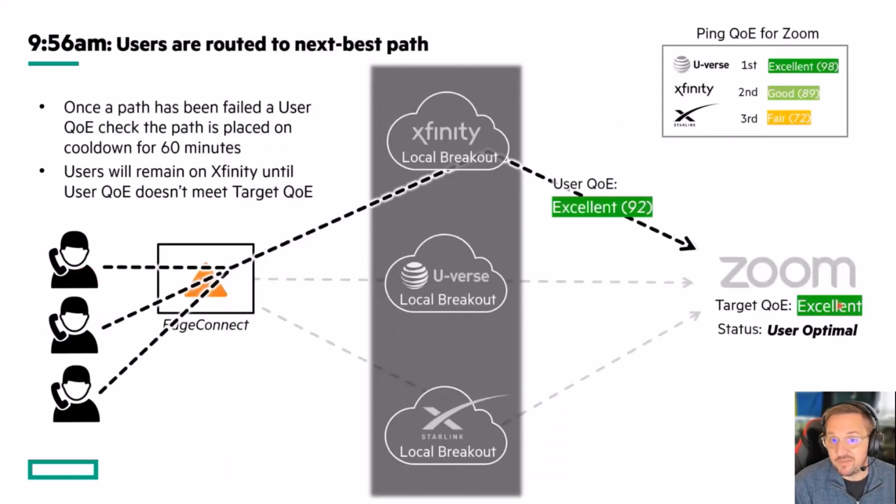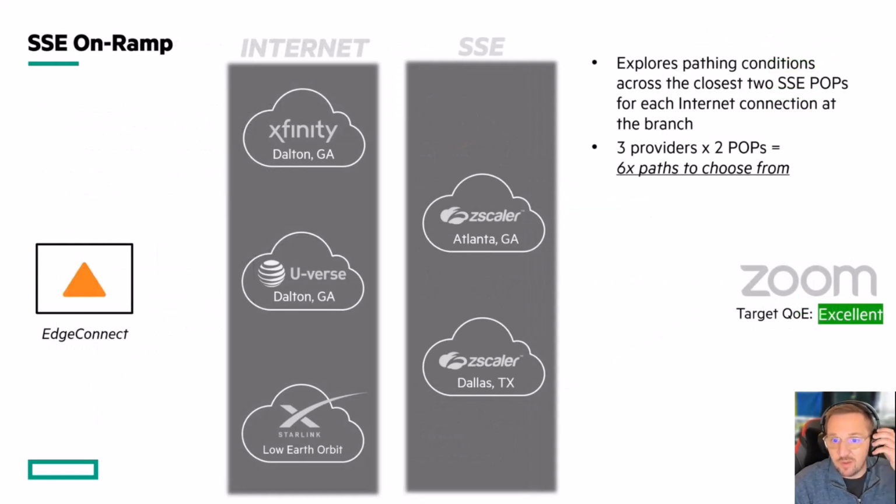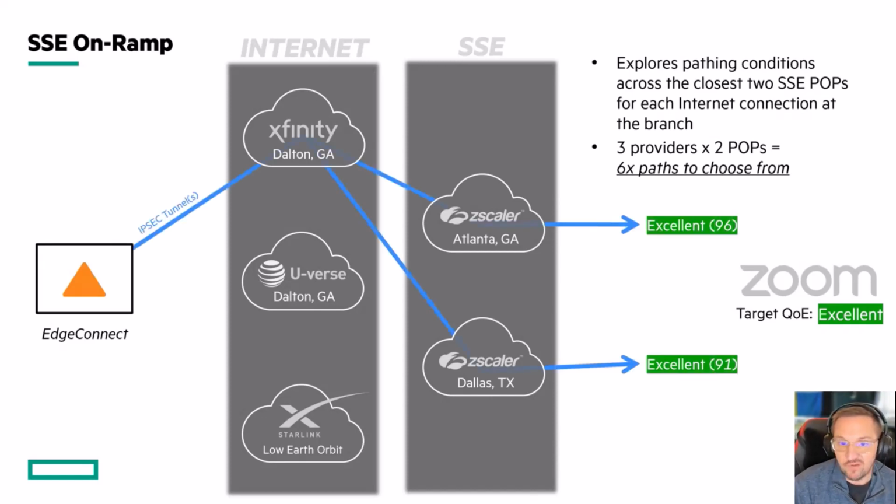Now, what we've been talking about, this is a local breakout example. There are three we call transports, or three types of paths that we can make use of. AppExpress will work on local breakout, so it'll pick which one of these three local breakout paths is performing the best. But it can also do SSE on-ramps, or SSE IPsec tunnels, or Zscaler tunnels, access tunnels, whatever you want to call it. They're all very similar.